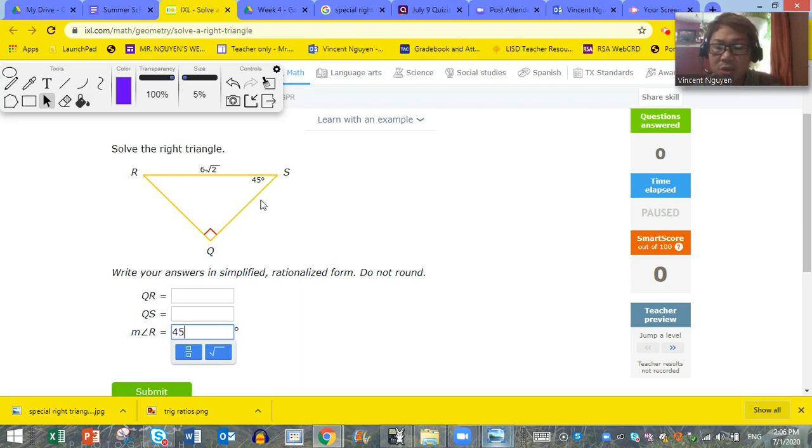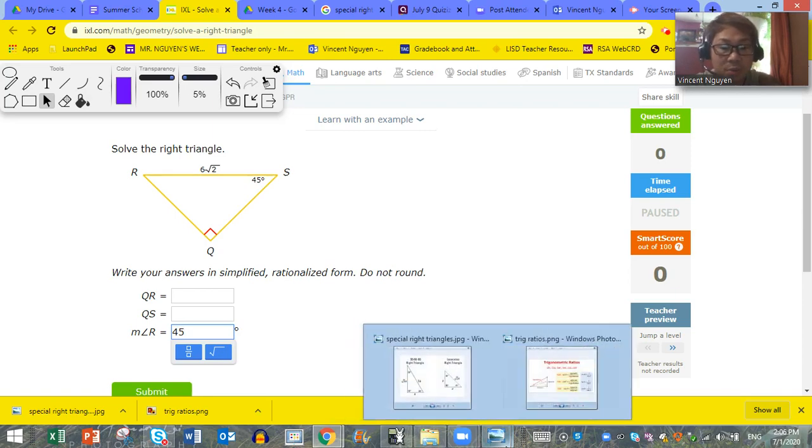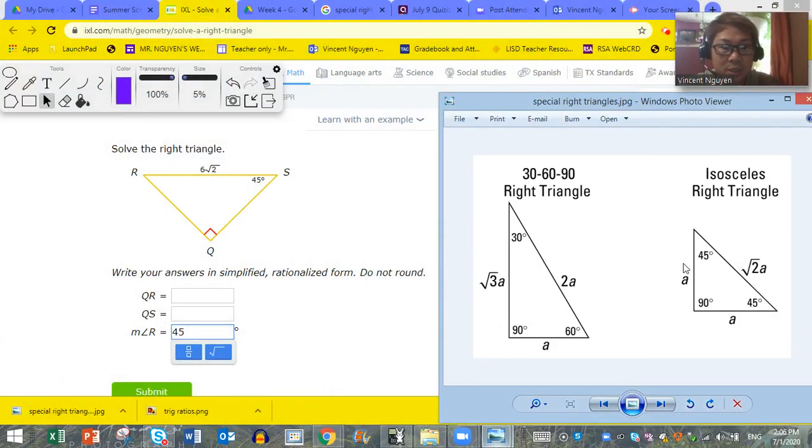If it is a special right triangle, let's review that real quick. If it's a special right triangle, you have shortcuts, and you can use the shortcuts to find the missing sides fairly quickly. So you have 45, 45 here. That means the legs are going to be A and A, and then the hypotenuse is A square root of 2, right?